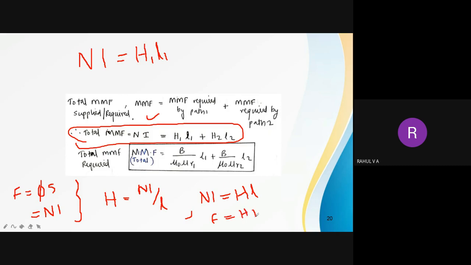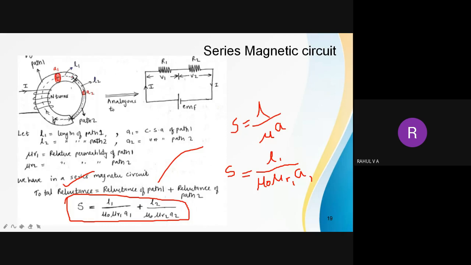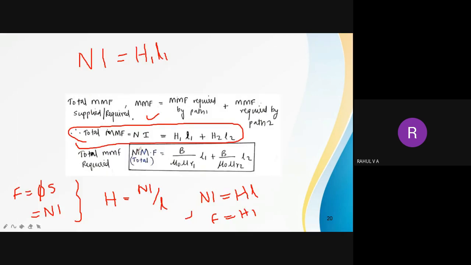I am writing this in terms of magnetic field and length because we know that there is one single material with two different sections. L1 is the length of the first section and L2 is the mean length of the second section. So in terms of length, I can write total MMF is equal to H1 L1 plus H2 L2. So that is another equation.